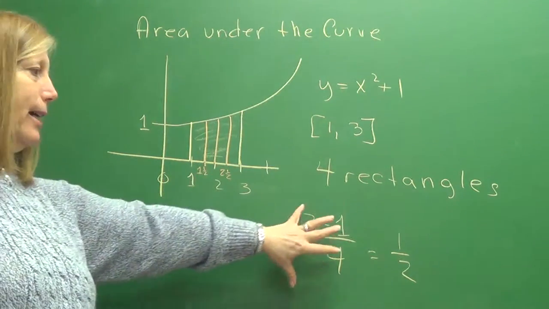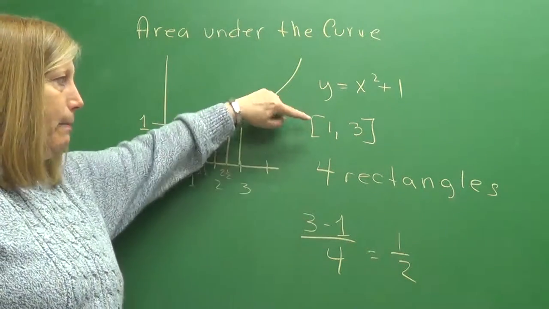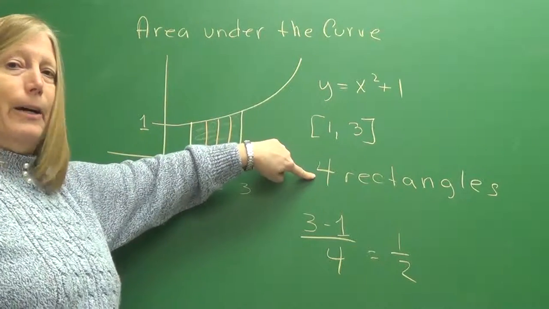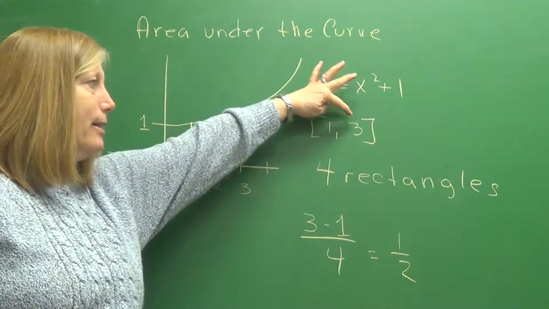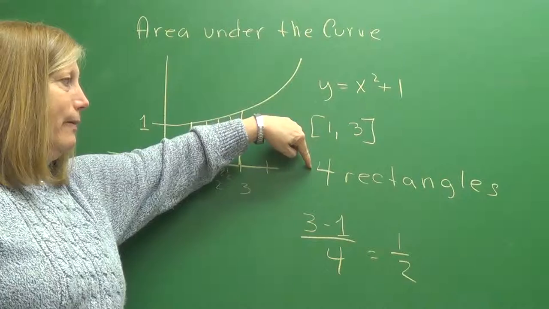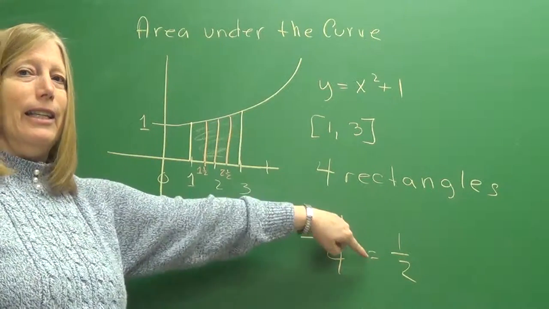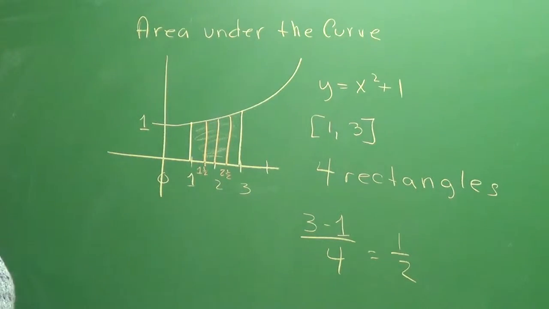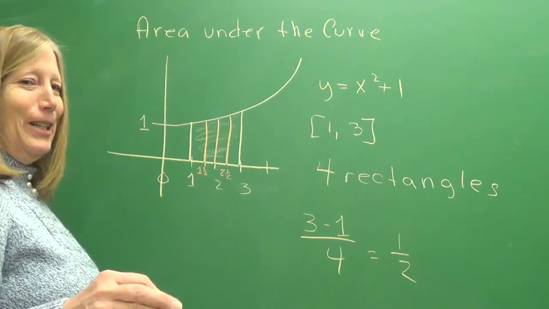So you're going to have to make that calculation for the width. It depends on your interval and how many boxes. So you will always take this number minus this, divided by this, to get the width of each rectangle. You with me? Tracking? Okay.